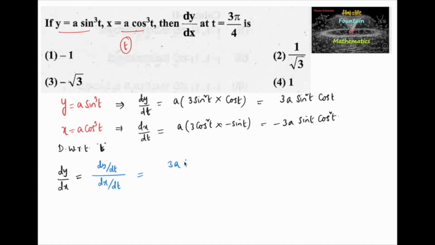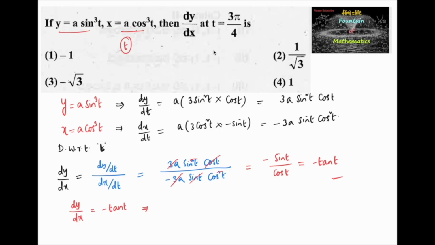which is equal to 3a sin square t into cos t upon minus 3a sin t into cos square t. So we may cancel here the terms. So which is equal to minus sin t upon cos t, that is negative tan t. We got dy by dx is equal to minus tan t, but we need the question dy by dx at t is equal to 3 pi by 4.